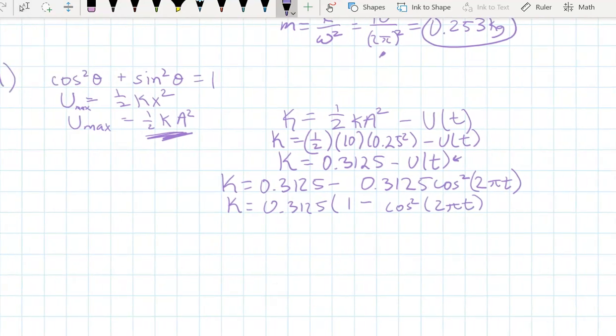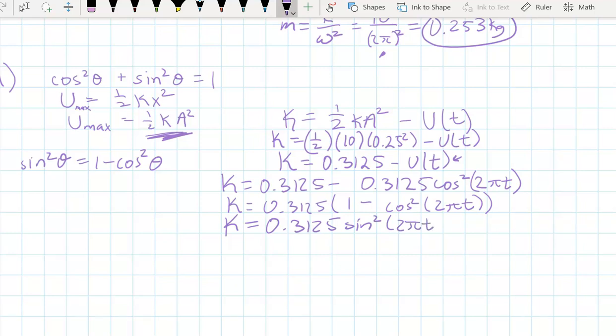And look, this is the part where I can use cosine squared plus sine squared is equal to 1. If I solve that for sine squared theta, I get that sine squared theta is equal to 1 minus cosine squared theta. And look, I have a 1 minus cosine squared term in there. So it's going to be equal to 0.3125 times the sine squared of 2 pi t. So that is my kinetic energy function.